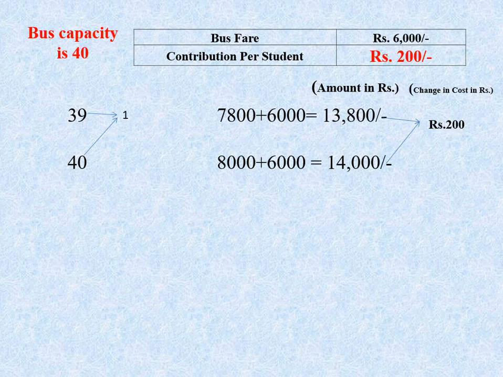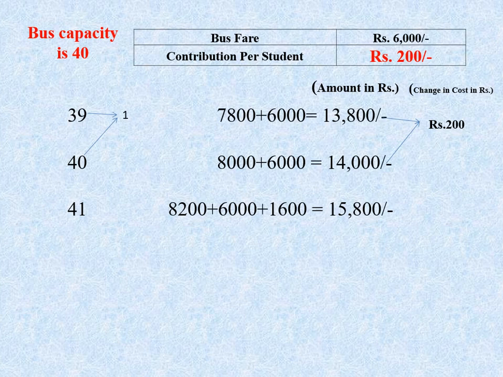So let us consider this example where 41 students turn up. If 41 students turn up, the total contribution will obviously increase to 8,200. 6,000 is the bus fare. Now what is this 1,600? This 1,600 is the cab fare for the entire day that we have to pay.